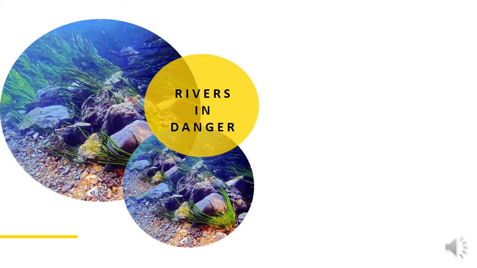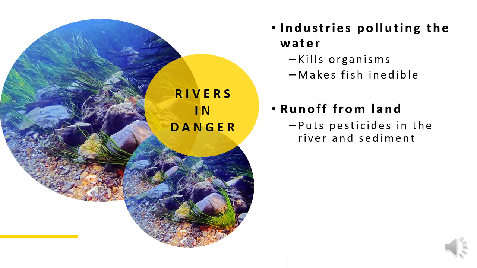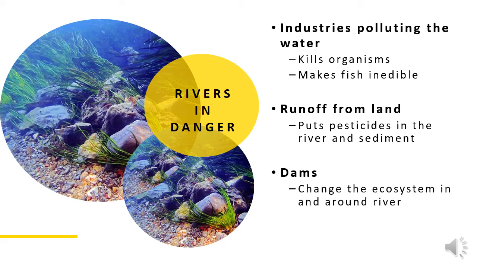So what are the threats that the Philippines is facing today? First is the industries polluting the water, which kills organisms and makes fish inedible. Second is the runoff from land that puts pesticides in the river and sediment, particularly from agriculture. And lastly, the dams, which change the ecosystem in and around the river and can affect the flow of water.